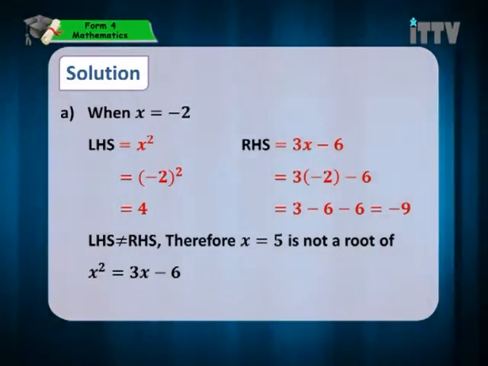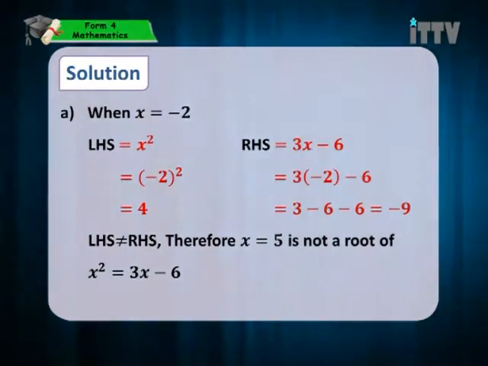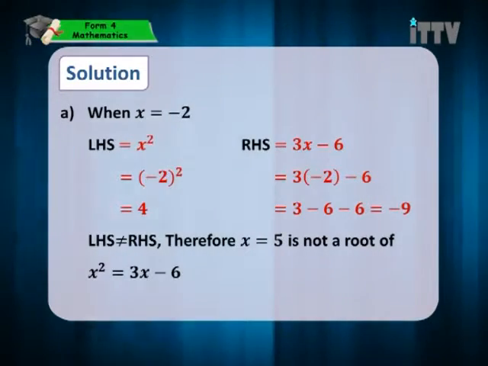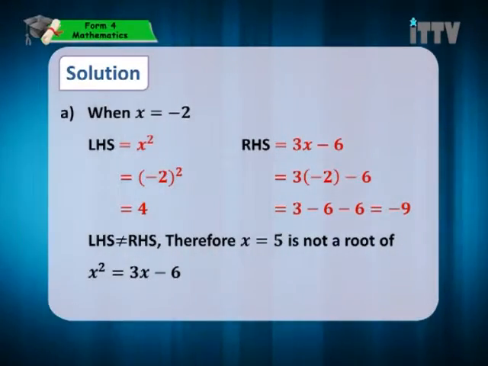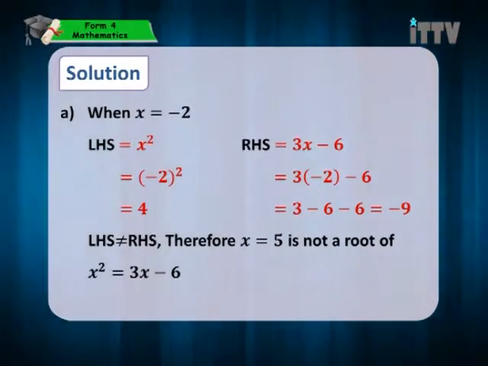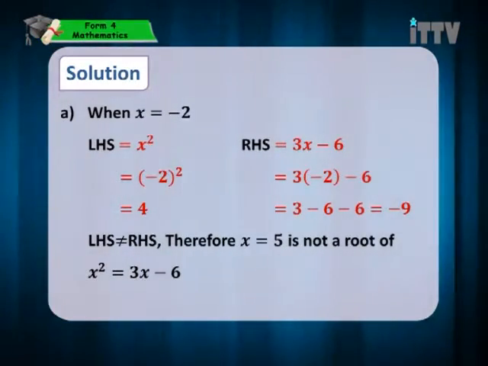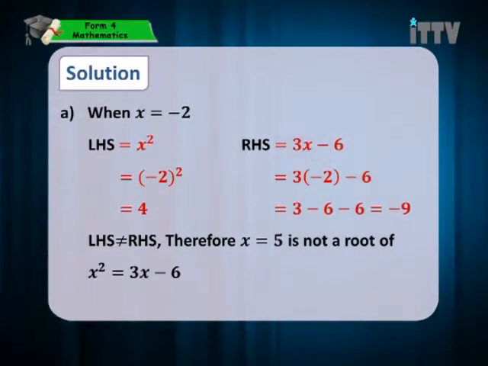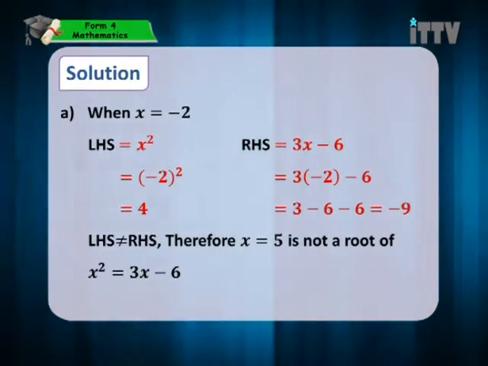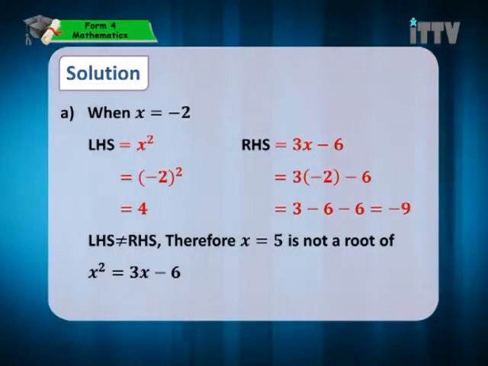Alright, for A, when x is minus 2, the left hand side will give you a value of 4. And the right hand side will give you a value of -9 after substitution. Since the left hand side does not equal the right hand side, therefore x equals -2 is not a root of x squared equals 3x minus 6. I'm sure you've done the second one also.